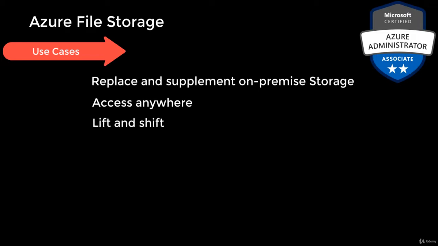Lift and shift. Azure Files makes it easy to lift and shift applications to the cloud that expect a file share to store file applications or user data. Azure file shares can also be replicated with Azure File Sync to Windows servers. They can be either on-premise or in the cloud. This is good for achieving high performance and also distributed caching of data wherever it's being used.